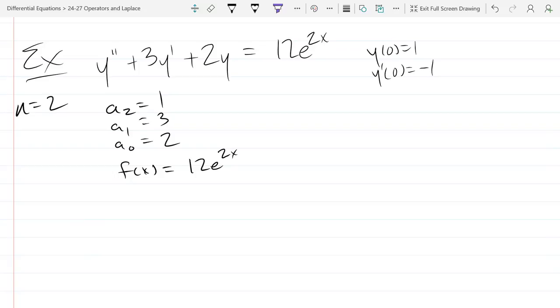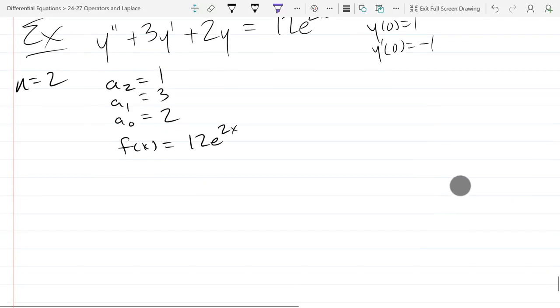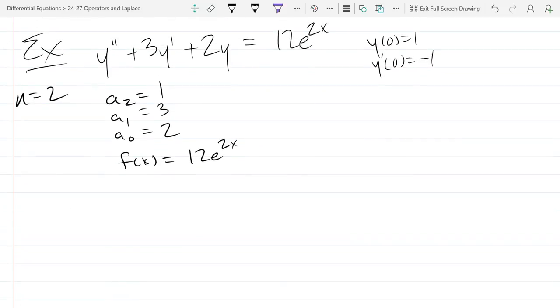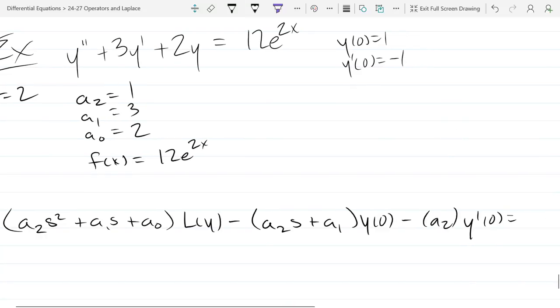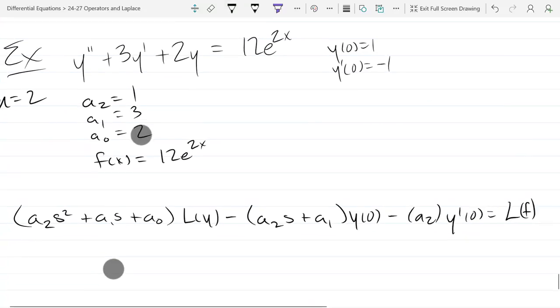All right, now in my other notes, I'm looking back at that table that I just put a huge box around. So we're going to take them and put them into that table, basically. So the first row says a_n s^n. So our n is 2. So this is a2 s squared plus a1 s plus a0, times L of y, minus a2 s, a1 y of 0, minus, and this should just have one term, which will be a2 y prime of 0, equals L of f.